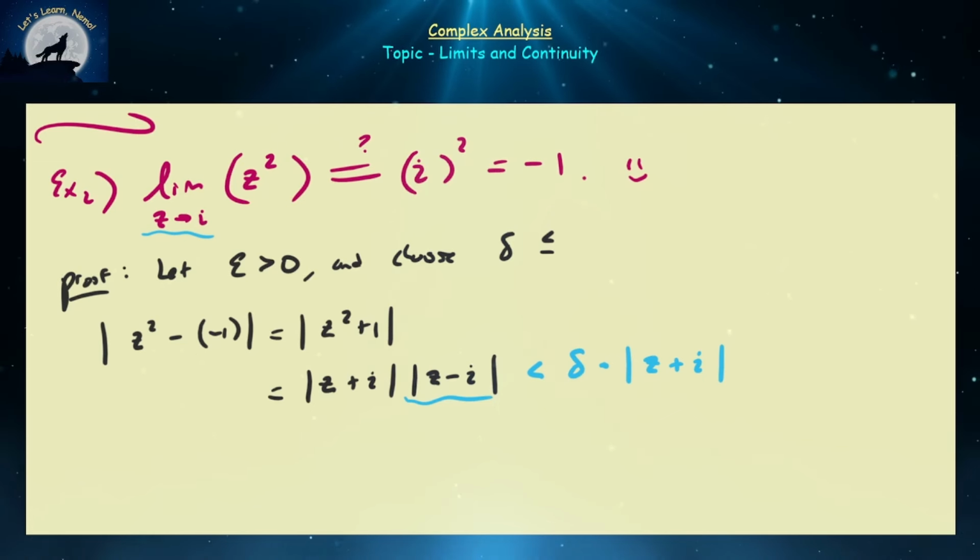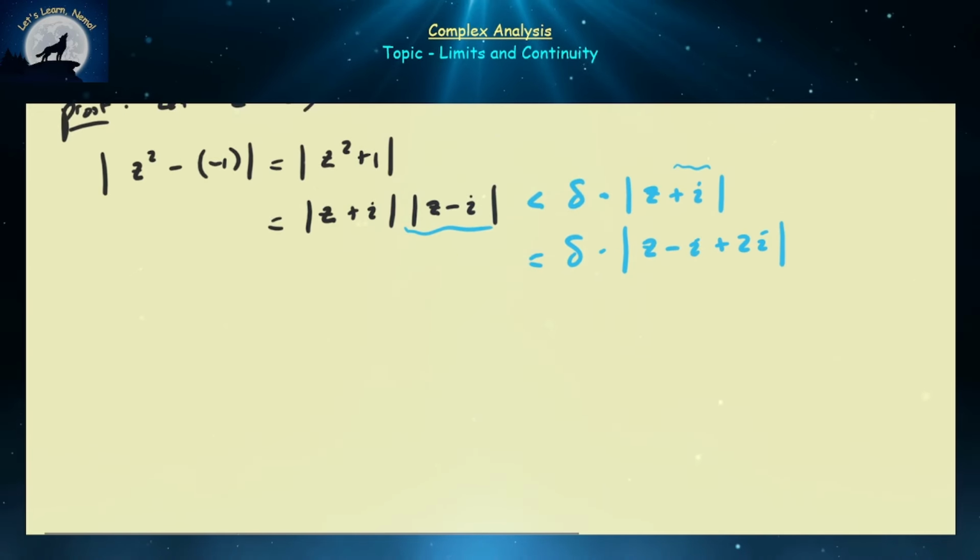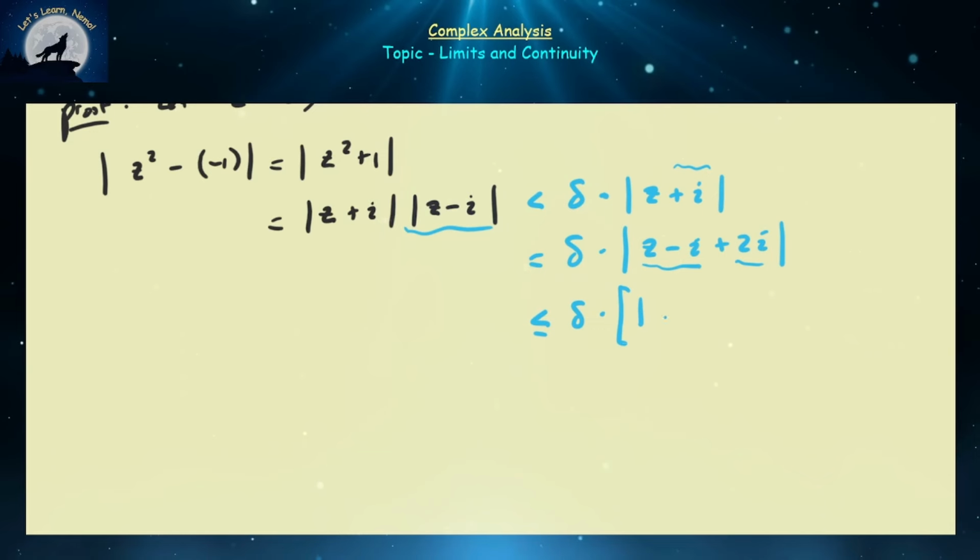So how can we write i in terms of minus i? Well, that's just a 2i distance. So this is going to be equal to delta times |z minus i plus 2i|. Now, since we're working in a metric space under the absolute value, we know that this is a complex number, so this will be less than or equal to delta times the sum of those absolute values, so |z minus i| plus the absolute value of 2i.